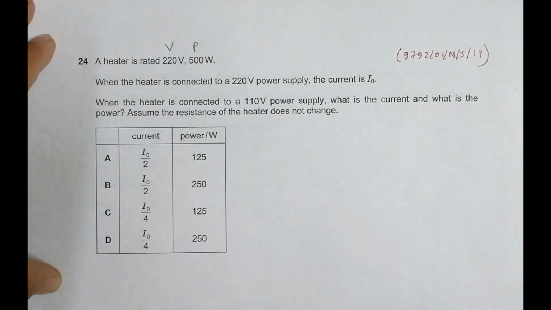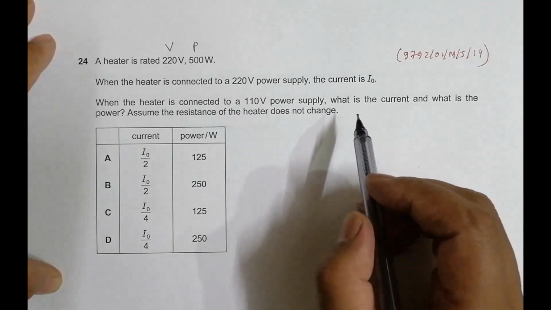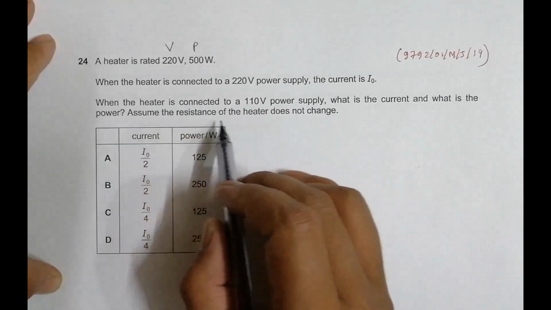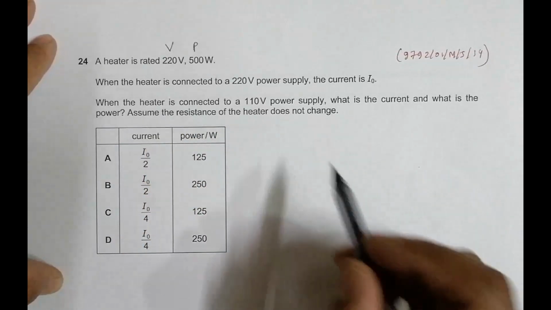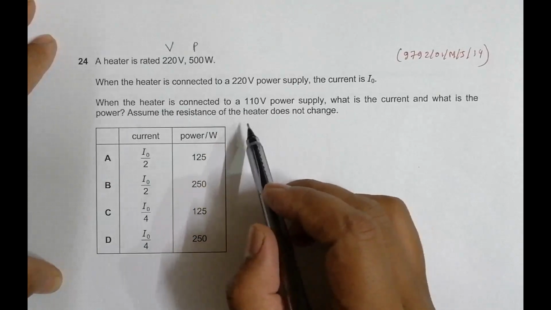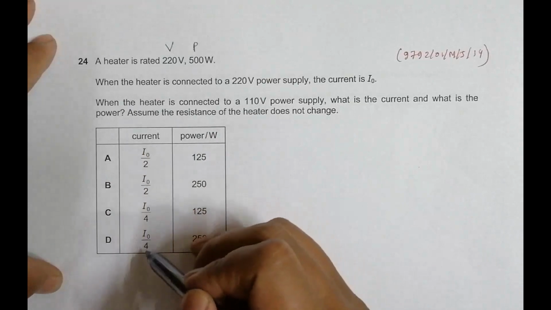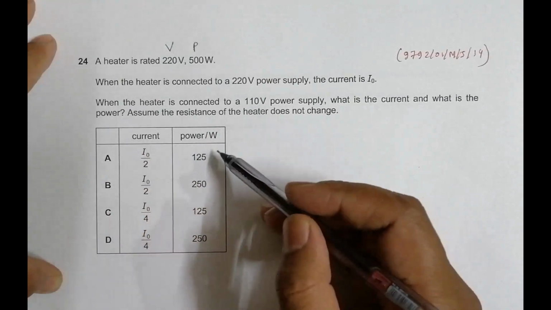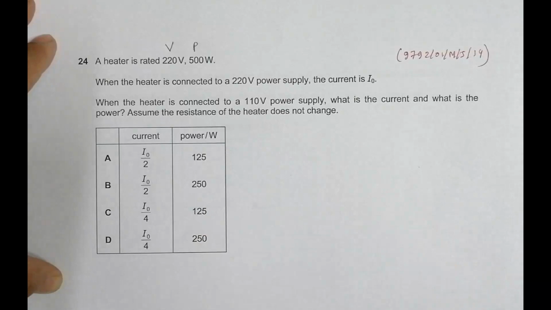When the heater is connected to a 110 volt power supply, what's the current and what's the power? So we have to find the current as well as the power. Assume the resistance of the heater does not change. They have given us the liberty that the resistance does not change, but in reality it does change. The values of current are given in the form of I0, and the values of power are given in numerical values. So we have to proceed accordingly.